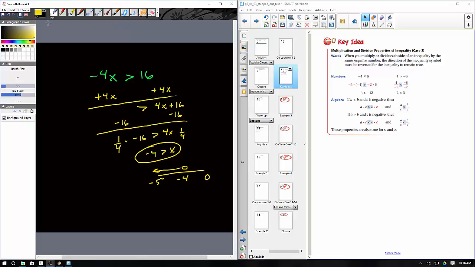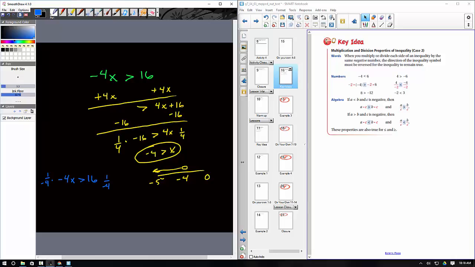The second way to solve this, which is a little bit shorter but a lot of people kind of lose context as to what they're doing, is just this. It's negative 4x is greater than 16. I'm going to multiply by 1 over negative 4 and 1 over negative 4.